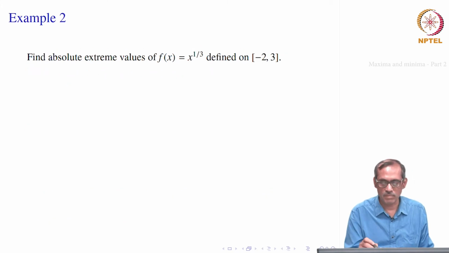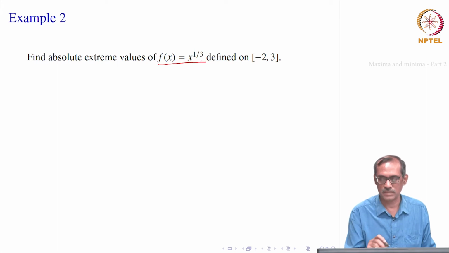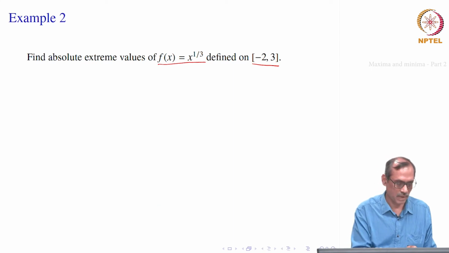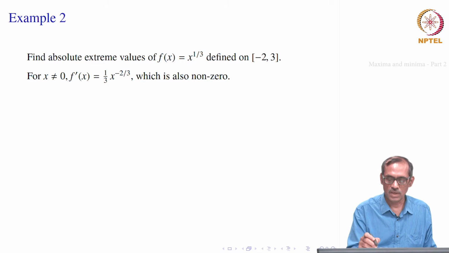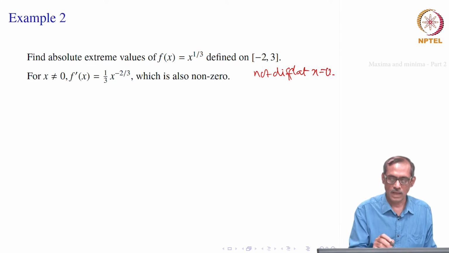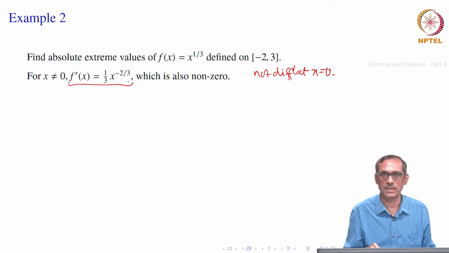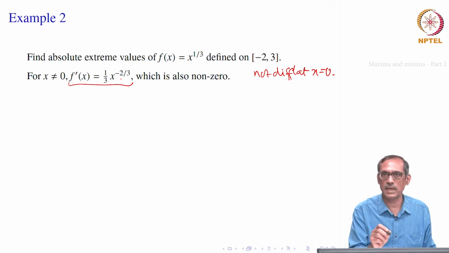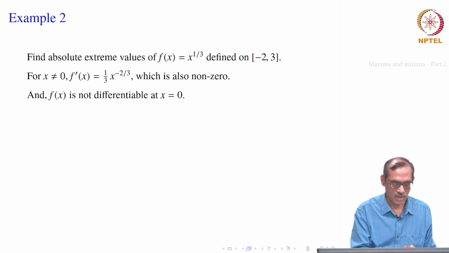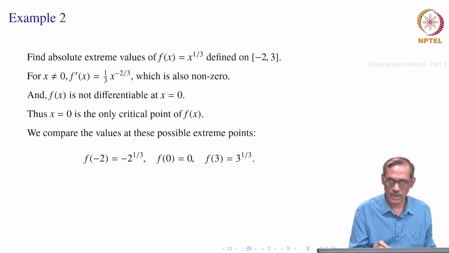Let us take another similar problem. Suppose you have f x equal to x to the power 1 by 3, again defined on the same closed interval minus 2 to 3. So, let us find the derivative and see the critical points. It is not differentiable at x equal to 0, and for x non-zero it is differentiable, and its derivative is 1 by 3 x to the power minus 2 by 3, but it will never be equal to 0 if x is non-zero. So, they are not critical points, okay. So, the only critical point again is 0, and we have the end points which are minus 2 and 3.